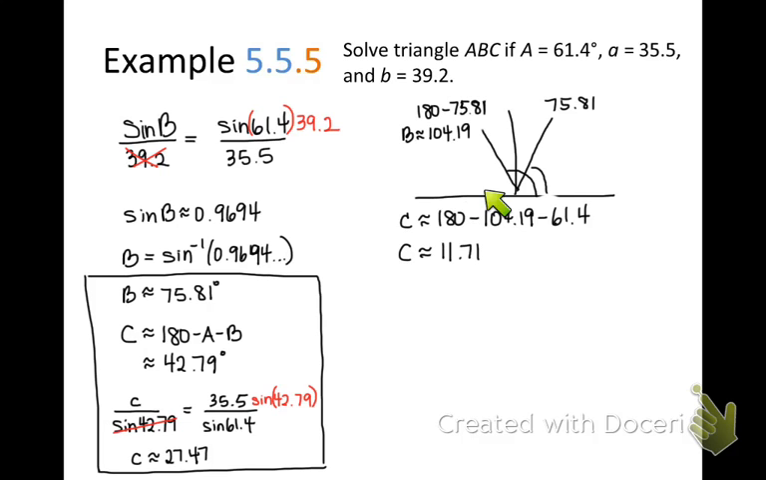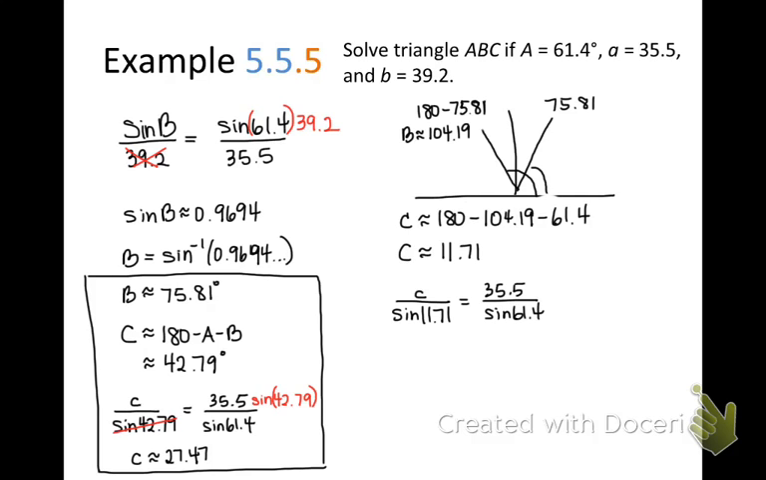In this case, we have now all three angles, right? So we would just need to find side C for this particular situation. You would do exactly the same thing. The only thing that's going to change is that your angle, instead of being 42.79, is now 11.71, right? That's your big angle C. And then you're still setting it equal to that angle A stuff, and solving it from there.